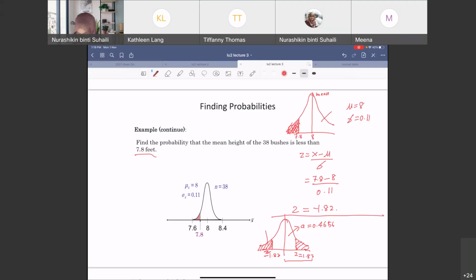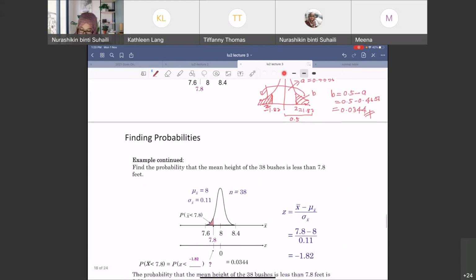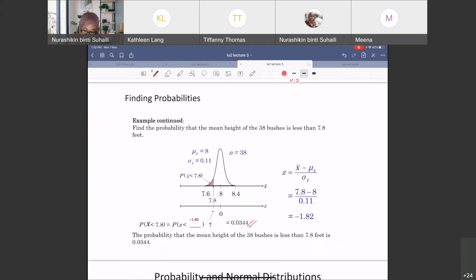The whole half area is 0.5. Let's say this one is B. B equals 0.5 minus A, so 0.5 minus 0.4656, which is equal to 0.0344. So B is 0.0344, and that is also equal to the area here. So you answer this one here. Understand?